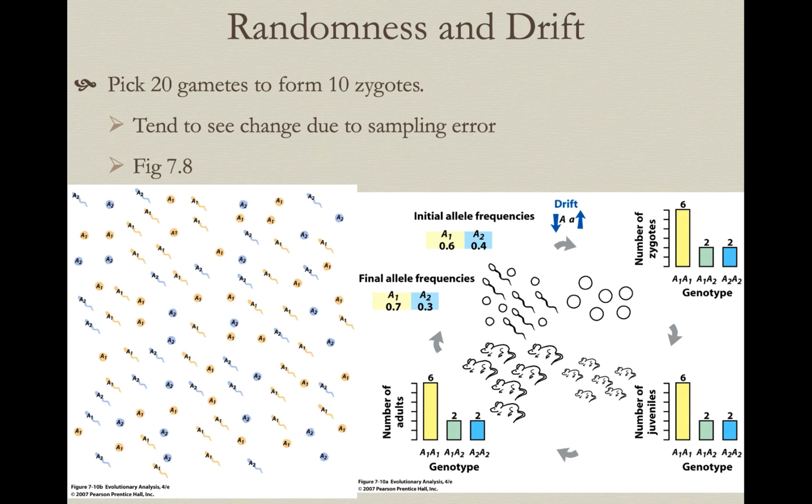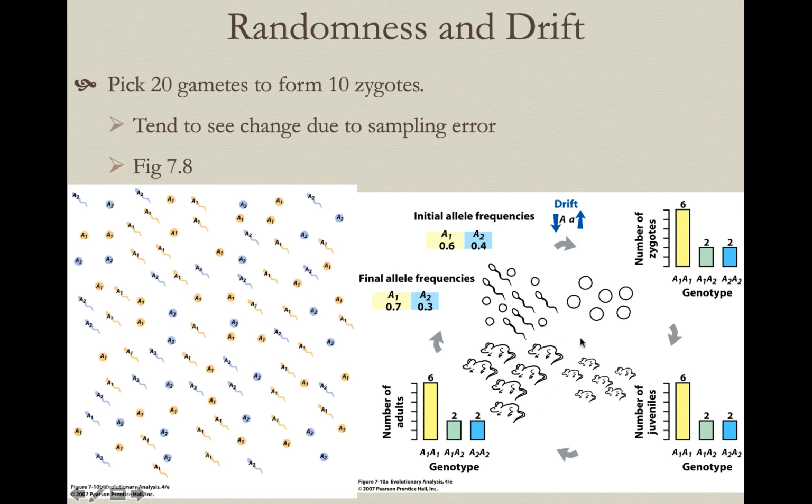One phenotype or genotype of these zygotes isn't more likely to survive to become a juvenile, and the same thing for growing up to being adults. No difference there. So at the end here, when you look at the frequency of the A1 and the A2 alleles, now we have 70% A1, 30% A2. That's a pretty big difference between these.